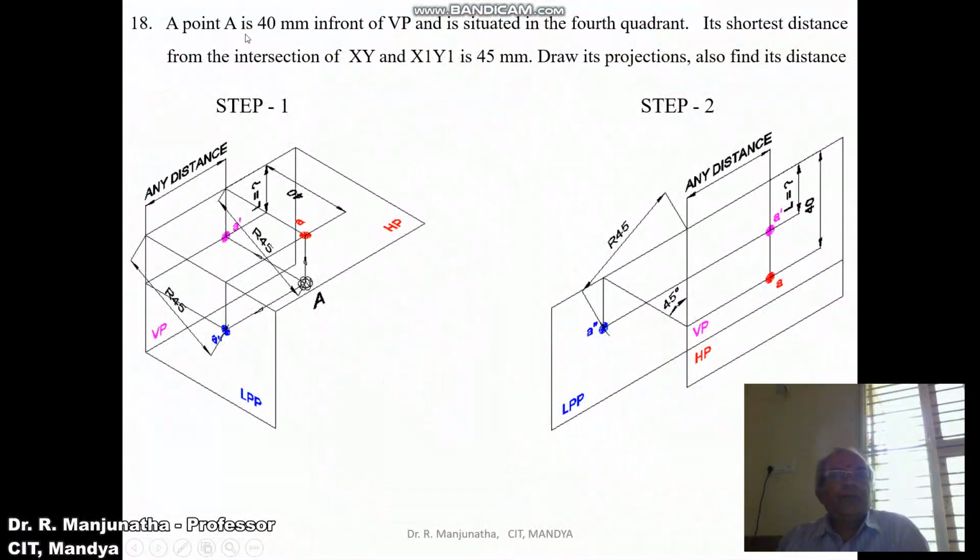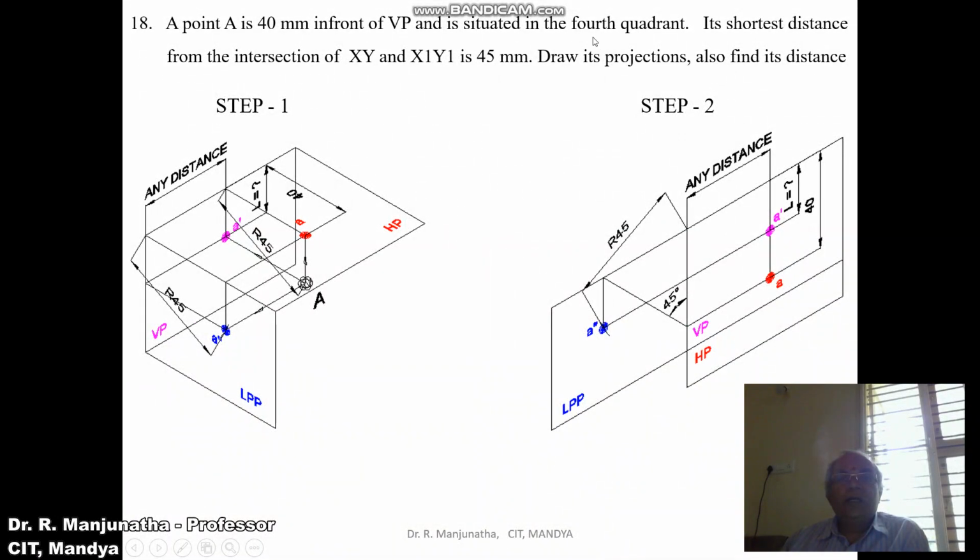A point A is 40 mm in front of VP and is situated in the fourth quadrant. Its shortest distance from the intersection of XY and X1Y1 is 45 mm. Draw its projections and also find its distance.